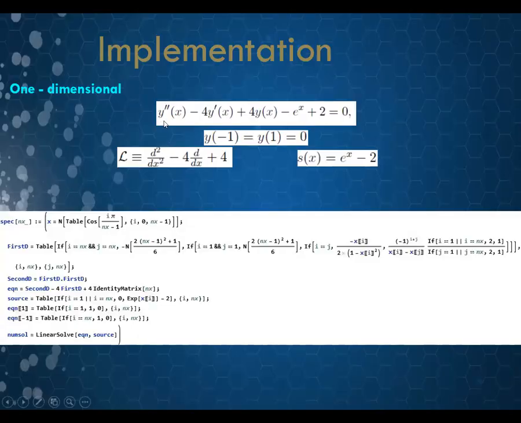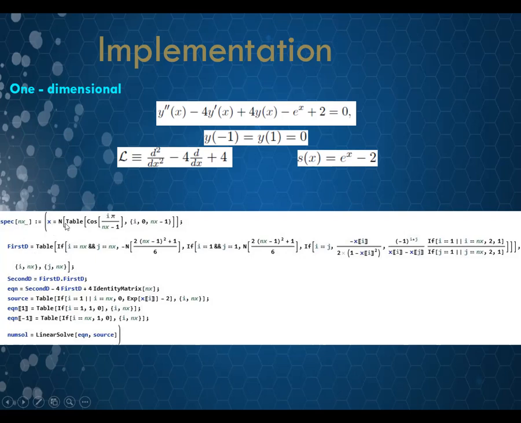For example, in a one-dimensional second order differential equation, as here with this boundary condition, the operator form is the second derivative minus 4 times the first derivative plus 4 times the identity matrix, and the source function is exponential of x minus 2. You can find the numerical solution of this equation by the spectral method by writing some lines of code.